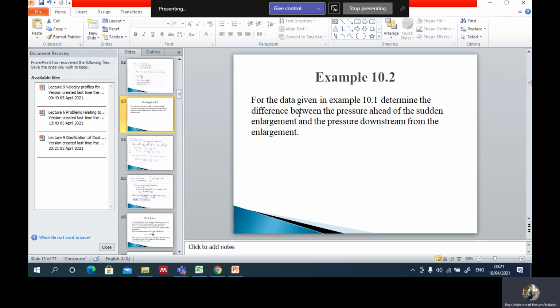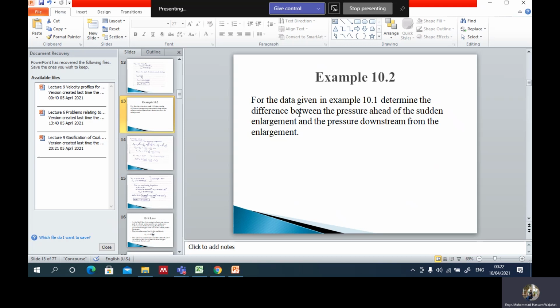Determine the difference between the pressure head of the sudden enlargement and the pressure downstream from the enlargement. Whenever I talk about pressure head, जब pressure head की बात करते हैं तो सिर्फ एक ही equation दिमाग में आता है जो आपका है energy equation. And continuously we have been talking about the energy equation. We were introduced to the energy equation in lecture 7. Then in lecture 8, we did the change in pressure. In lecture 9, we did the change in pressure. Now in lecture 10, we are doing the change in pressure. So you should know the energy equation by heart and you should know how to write it.